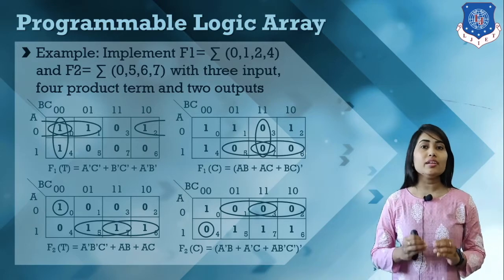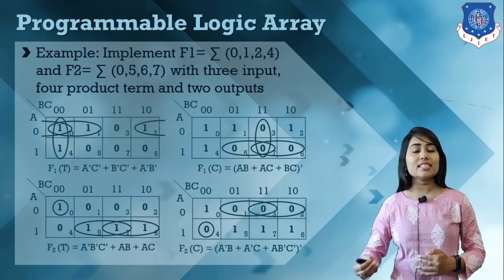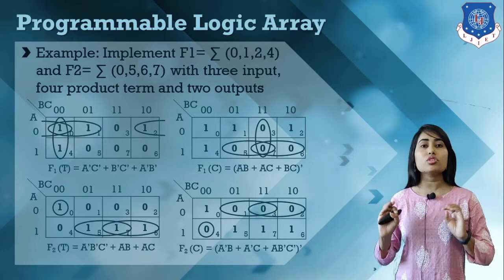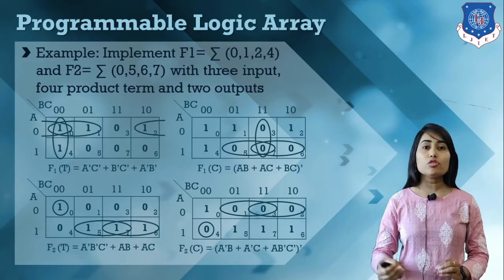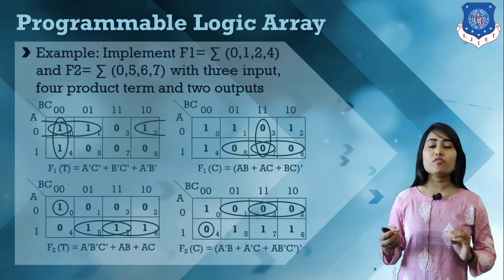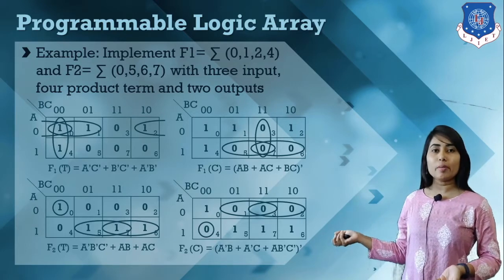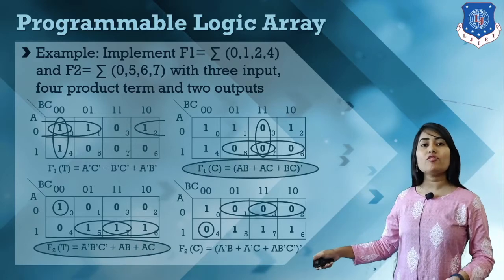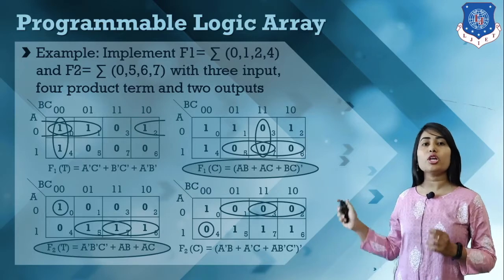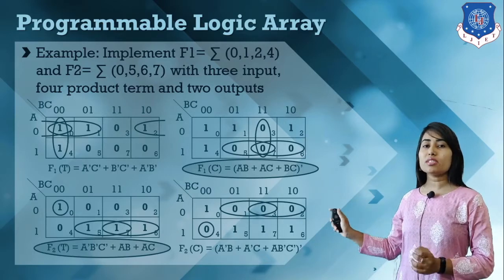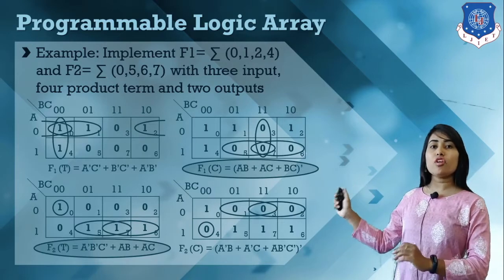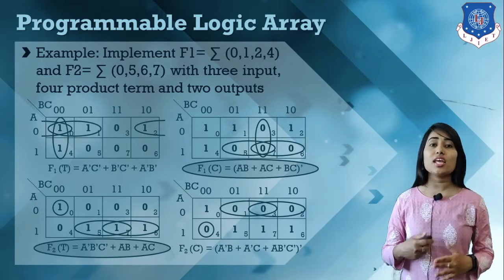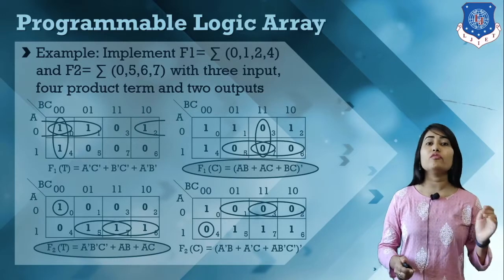So we can implement our logical functions in a PLA structure by considering F1 in complemented form and F2 in normal form, because we require only 4 product terms. That's why we consider complemented values here. If we implement F1 in complemented form and F2 in normal form, we have 4 product terms, because AB and AC are common terms, plus 1 additional term BC in F1 and 1 additional term A'B'C' in F2. Using this logic we can implement our logical functions in a PLA with 4 product terms.